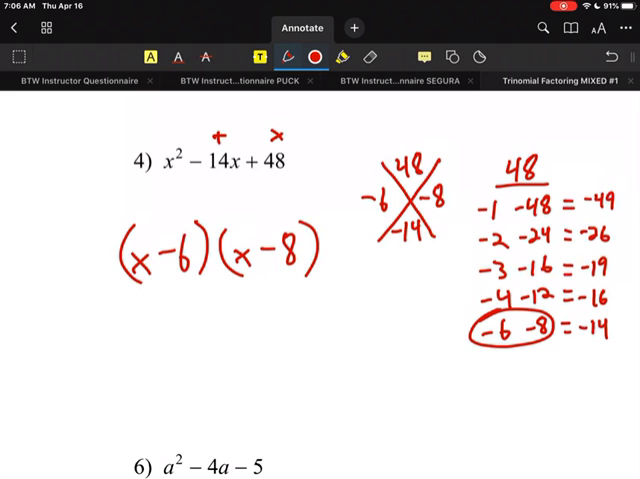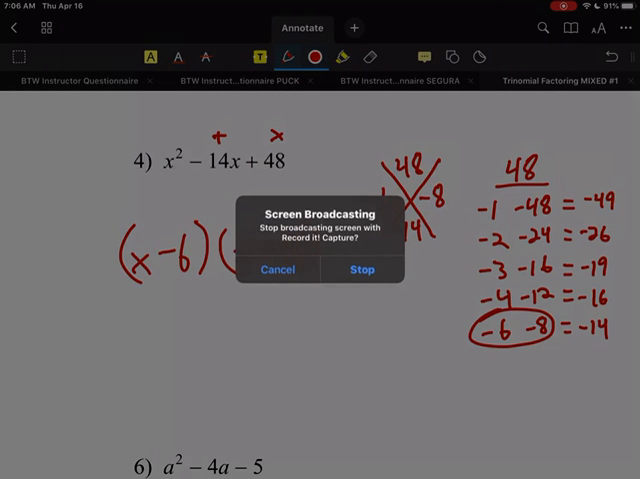Okay? So just follow the steps. If you need to go back and do the diamond puzzle practice, do that. Otherwise, complete this practice. All right, if you have any questions, let me know.